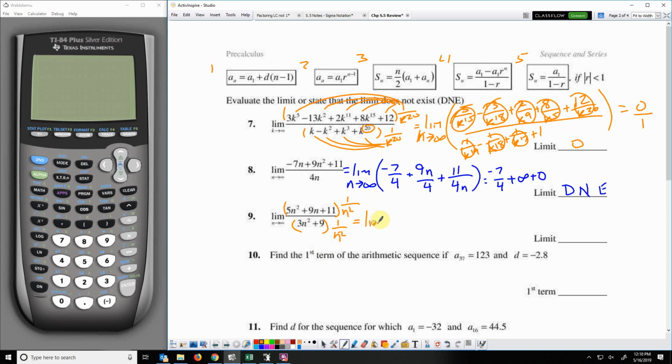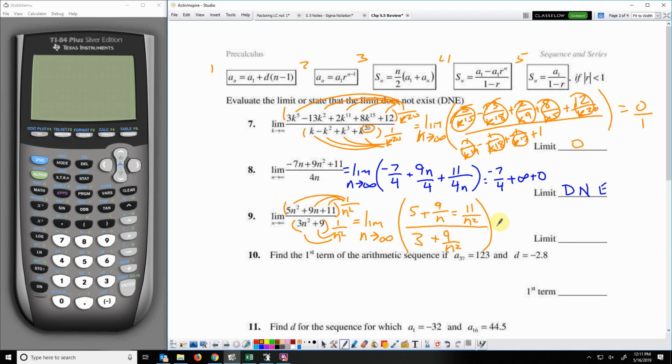So it's the limit as n approaches infinity of 5n squared over n squared, so that's 5, 9n over n squared, 9 over n, 11 over n squared, and then 3n squared over n squared, and 9 over n squared.